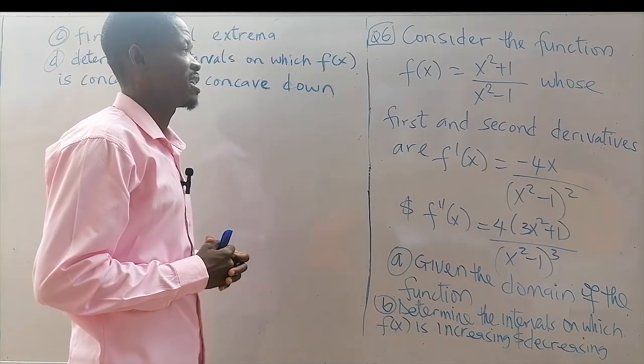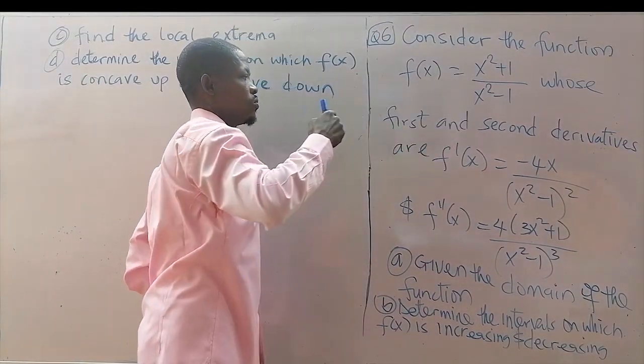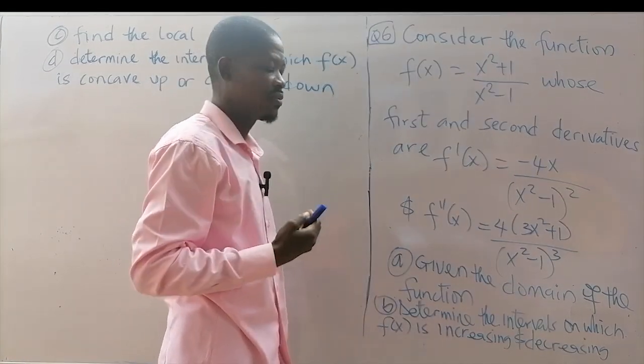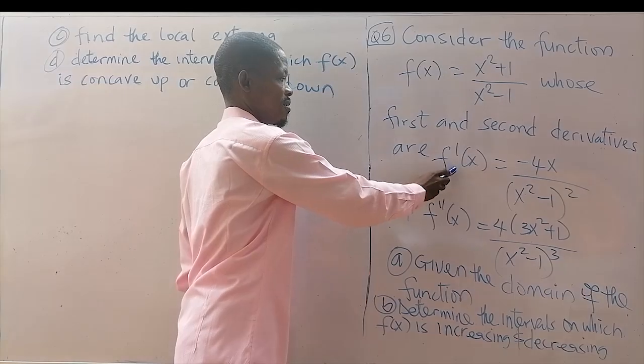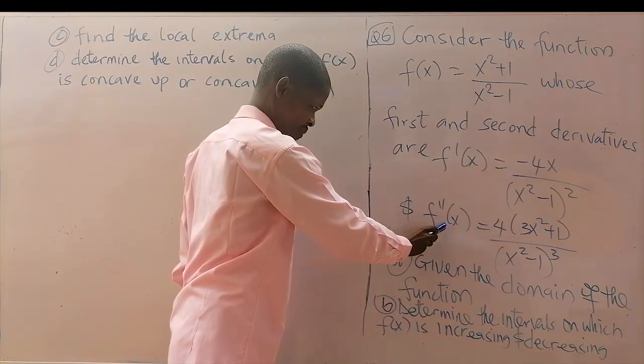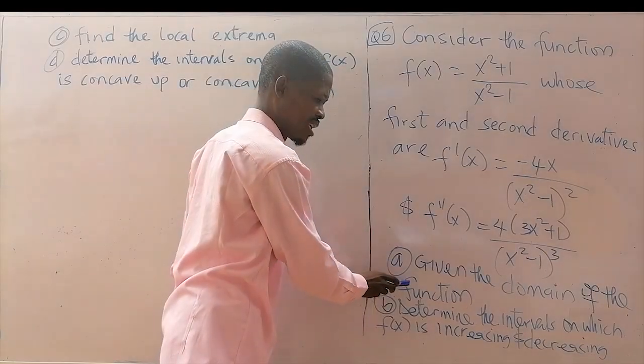6. Consider the function f of x equal to this, whose first and second derivatives are this. We have the first derivative, we have the second derivative. Give the domain of the function, that's the A part.